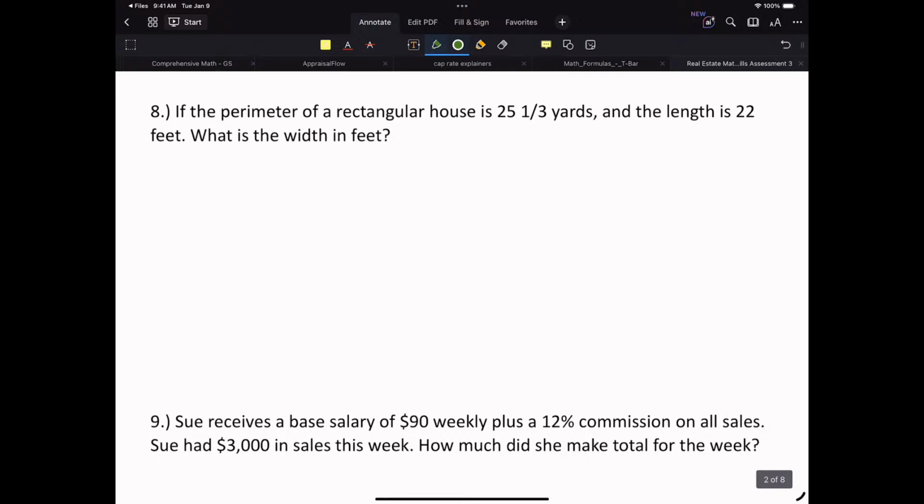Uh-oh. We are doing some area math. All right, let's read this problem. If the perimeter of a rectangular house is 25 1/3 yards and the length is 22 feet, what is the width in feet? What is this? But guys, this problem has a whole lot of things we need to talk about. Do you know what perimeter is? Do you know how to convert from yards to feet? And then do we know the area? There's a lot going on here.